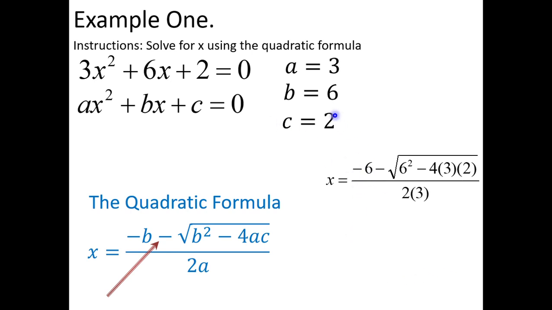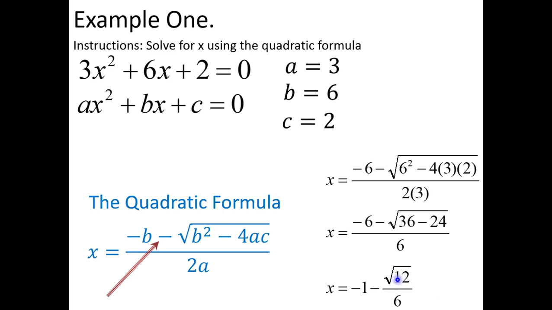6 goes here because B is 6. So wherever you see a B in the quadratic formula, we're going to place a 6 in the equation. Again, this ends up 36 minus 24. And just like before, 36 minus 24 is 12, so the square root of 12.